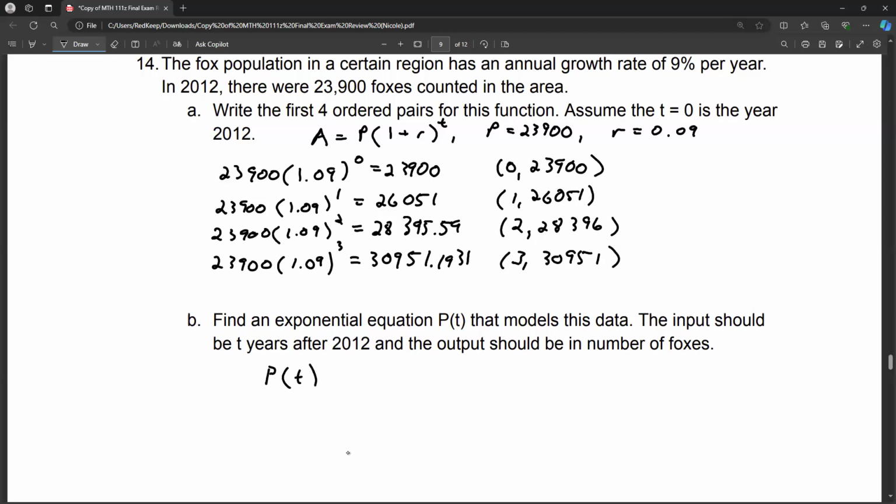P of t, and we'll start with the initial number of foxes in 2012, which was 23,900. And then the rate again was 0.09, so I can write that as 1.09 raised to the t. Here you might add, where t is the number of years since 2012, and P of t is the number of foxes after t years.